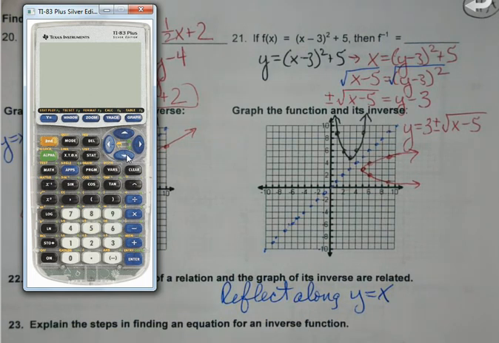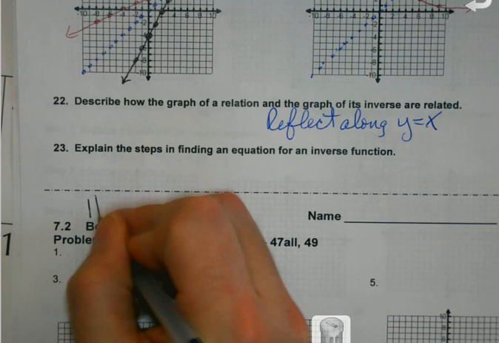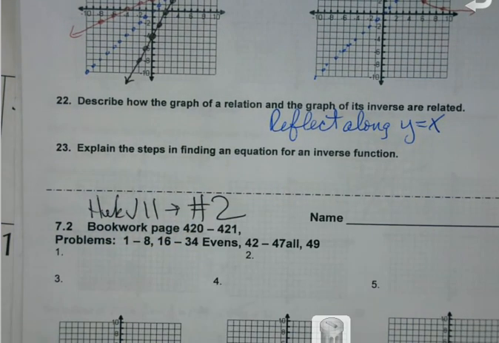So the actual work for this is down at the bottom of this page. So the note packet kind of goes with the homework this time. This will end up being assignment number 2 in homework check 11, number 2.